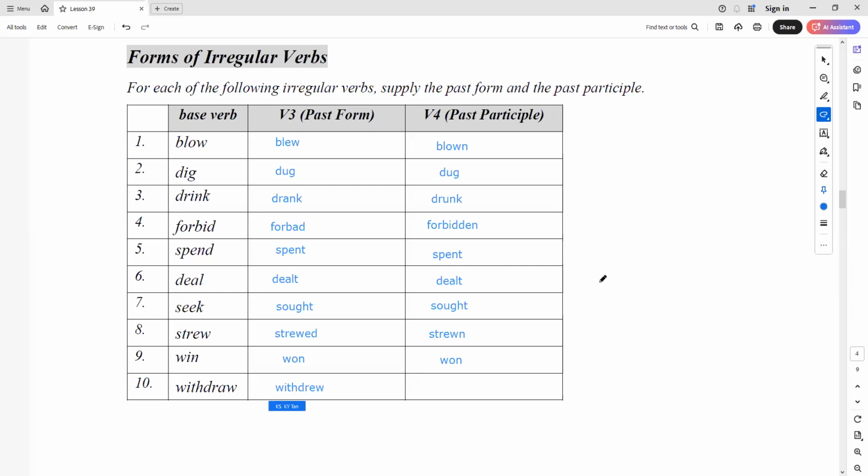Okay, now we come to number 4, forbid. Forbid, forbade, forbidden, okay? So usually for forbade, we can add an E at the back there. Forbid, forbade, forbidden, right, okay? Next, number 5, we have a wristband. We got the answers from Chavis.